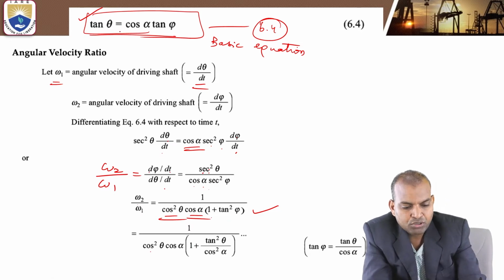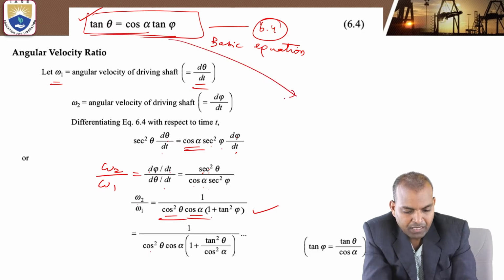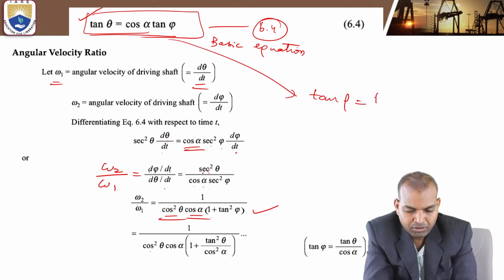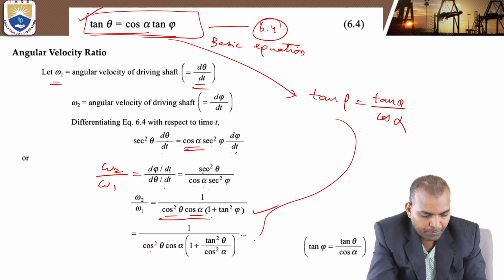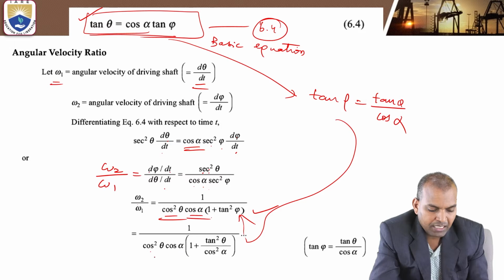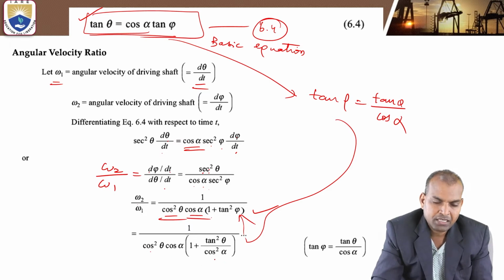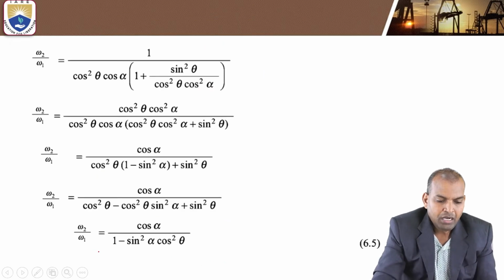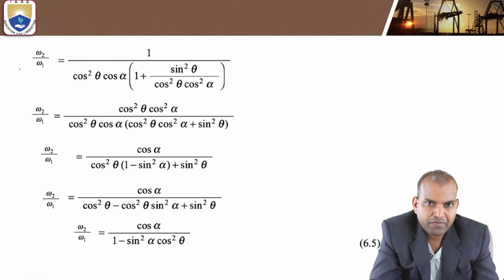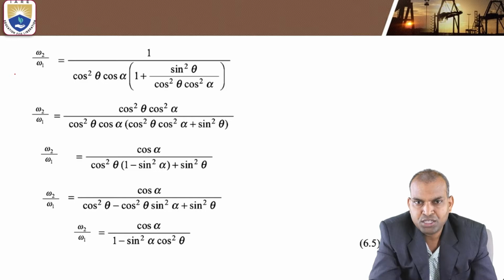What is tan phi equal to? From this equation, tan phi equals tan theta by cos alpha. Substitute this term in place of tan phi. Then the equation is further simplified: 1 by cos square theta, cos alpha times 1 plus tan square theta by cos square alpha. Now this is the angular velocity ratio. The angular velocity ratio means the ratio of the angular velocity of the driven shaft to the driving shaft, that means output by input.